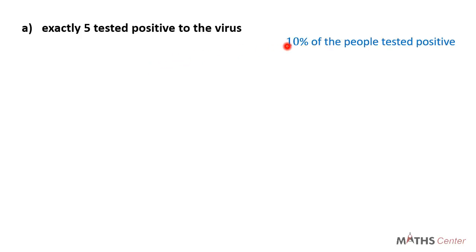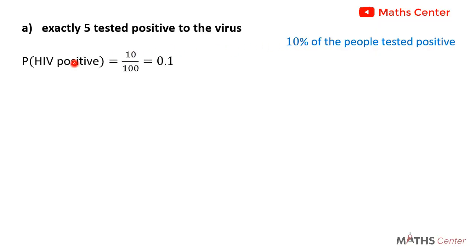From the question, we are told that 10% of the people tested positive to the virus. This means that if you select 100 people from the community, 10 of them are HIV positive. So the probability that someone is HIV positive will be equal to the number of people who are HIV positive, which is 10, divided by the total number of people selected, which is 100. 10 divided by 100 gives us 0.1. So the probability that a person from the community is HIV positive is 0.1.